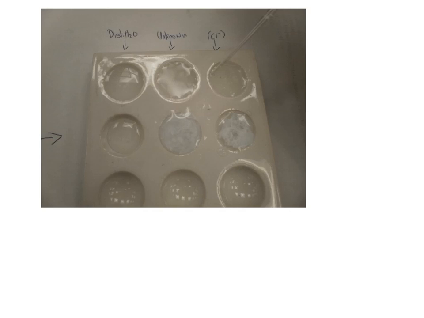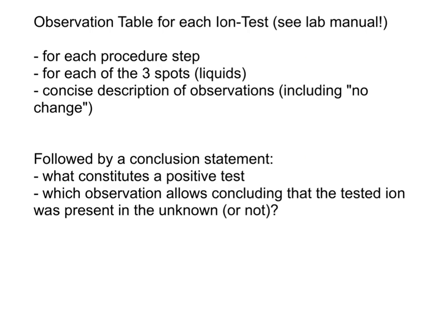As you can see from the marking rubric, the lab data sheet is very important for this lab. You should create an observation table for each ion test before you come to the lab. Check the lab manual for an example. Your observation table should have a row for each procedure step and a column for each of the liquids. In the resulting fields, you will enter concise descriptions of your observations.